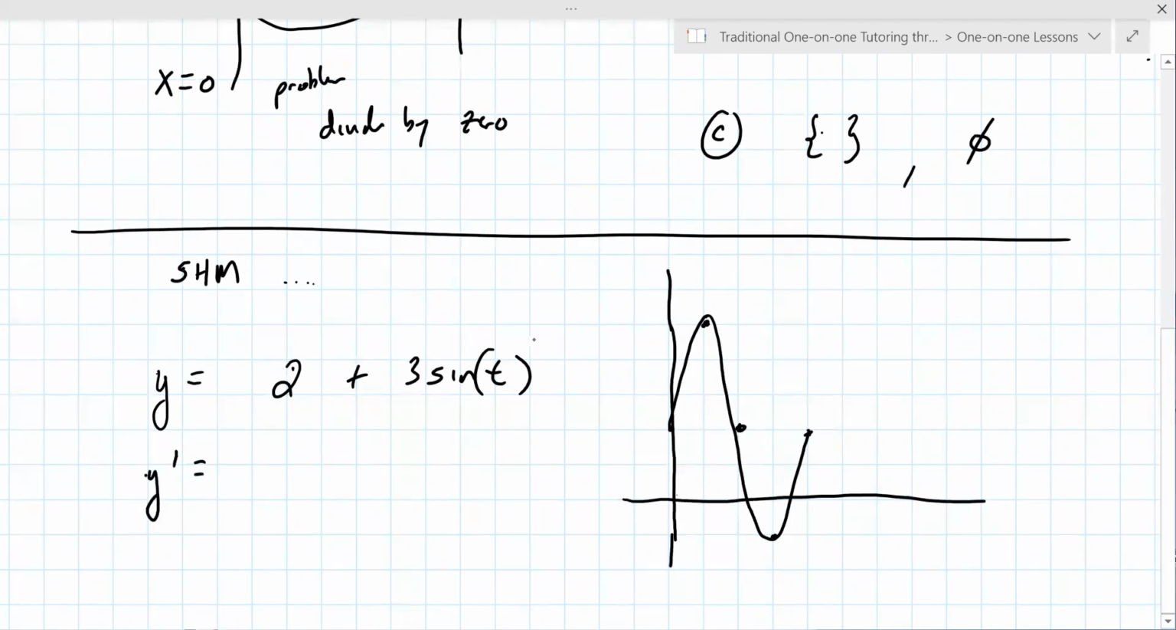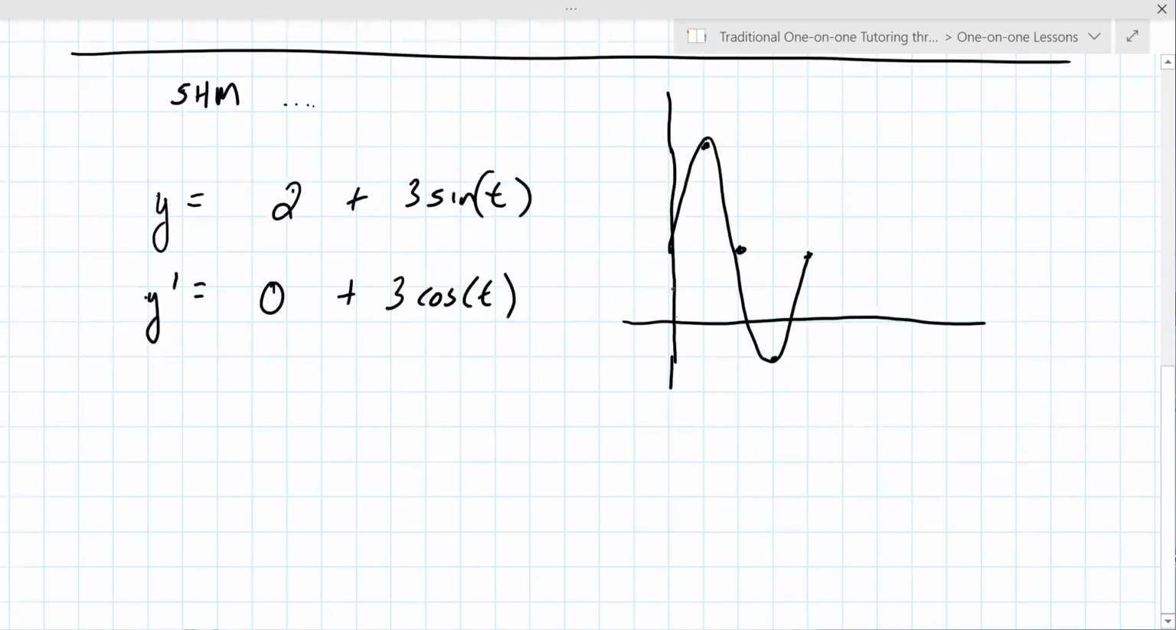the derivative. And the derivative of this first part is 0 plus 3 cosine t. Right. Okay. And the graph of cosine starts high, goes low, comes back up. But then this 3 magnifies everything, so this point comes down here, and this point comes there. So it looks more like this. Yeah, something like that.